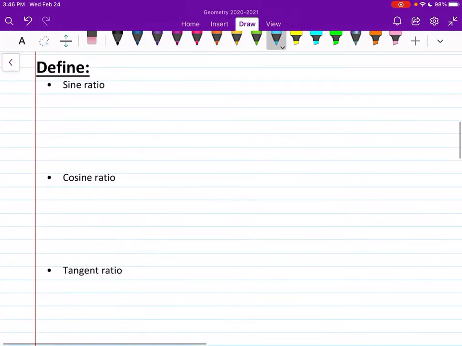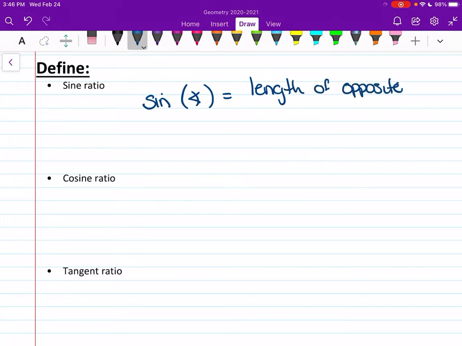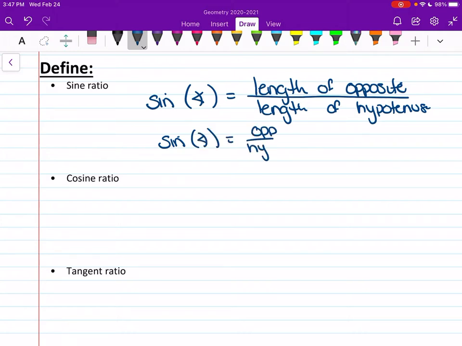All right, next, now we get to define our sine, cosine, and tangent ratio. So the sine ratio of an angle. So we say sine, and we put in our angle, is going to be the length of the opposite side over the length of the hypotenuse. Okay. And so we might write it as sine of the angle equals opposite over hypotenuse.